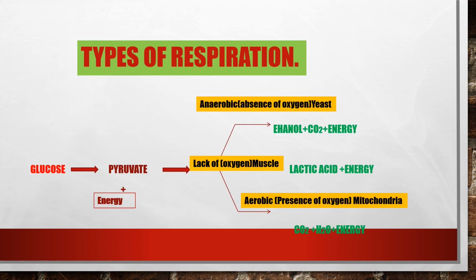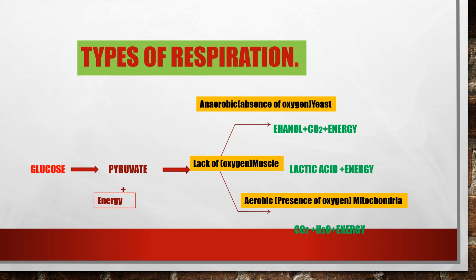There are three different types of respiration based on where it is taking place. Glucose, which is a 6-carbon compound, breaks down into two pyruvates, releasing energy. This process takes place in the cytoplasm, which is common for all the three types of respiration. The remaining part of respiration takes place depending on where it is taking place.